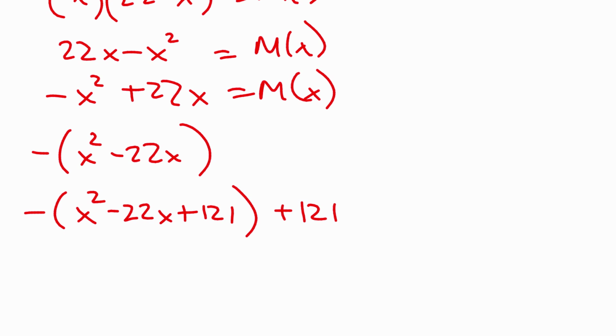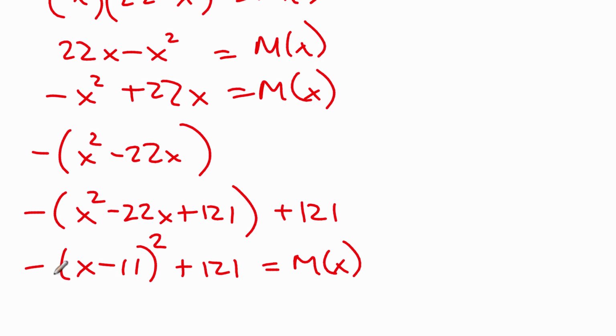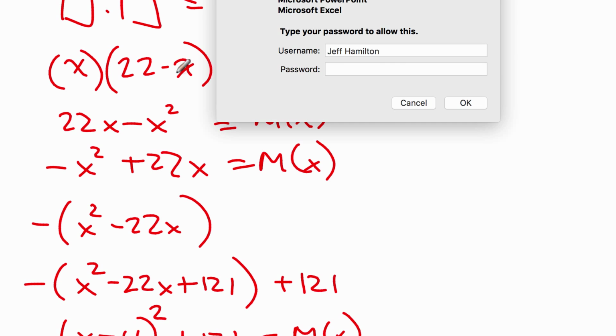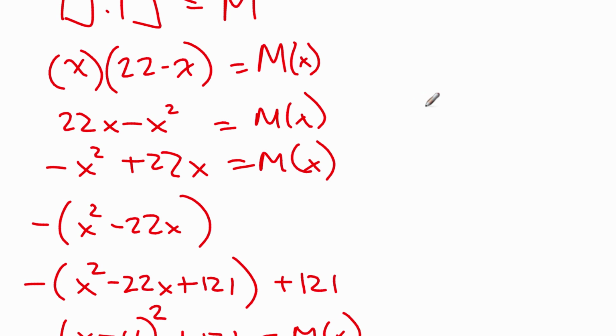Okay, so now I made a perfect square. It'll be x minus 11 squared plus 121 is equal to my m of x. And now I've got it. So my vertex is this point here, 11 and 121. So the number up here is going to be x. So the first number is x, and the first number is 11, and the next number is 22 minus 11. Oh, the next number is 11 too.